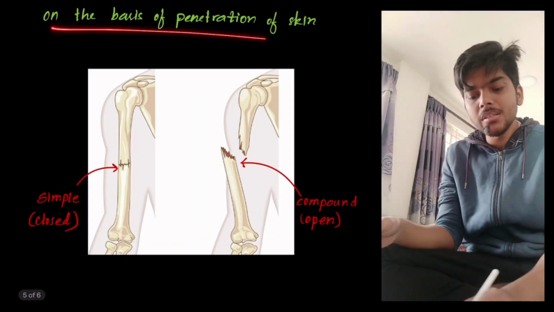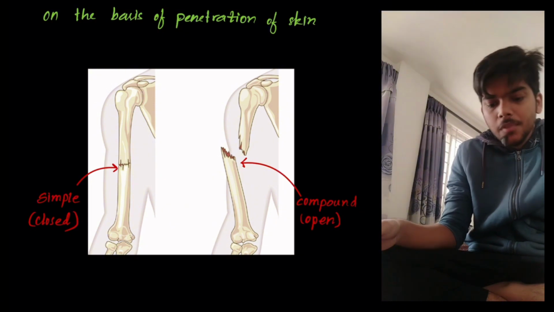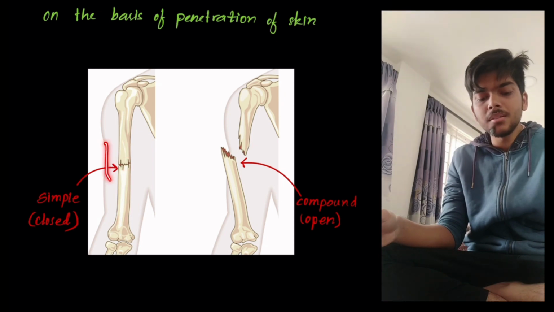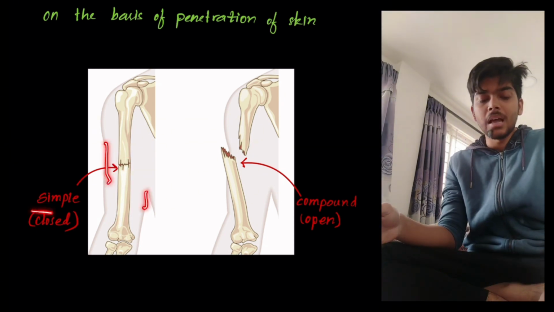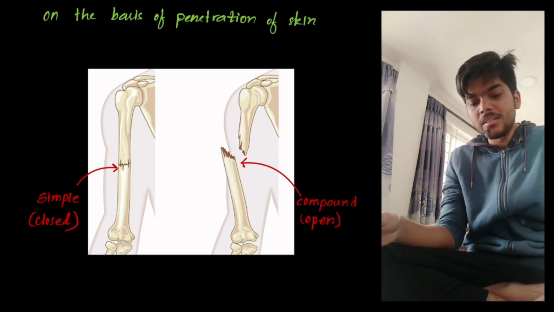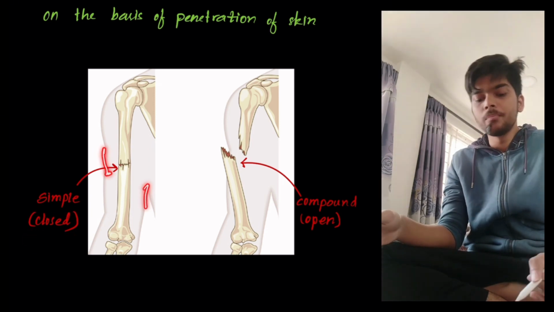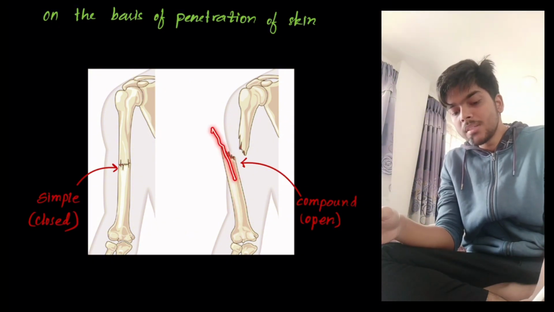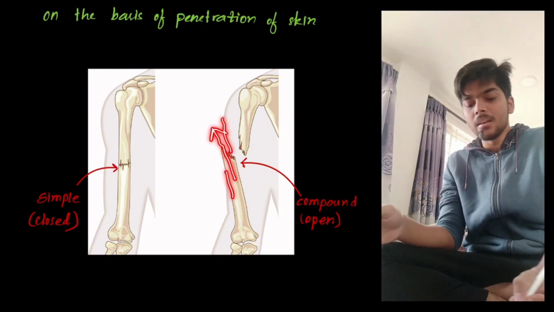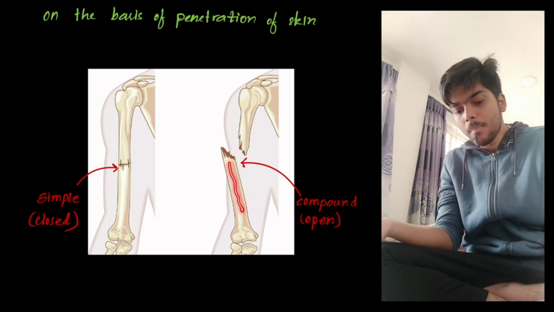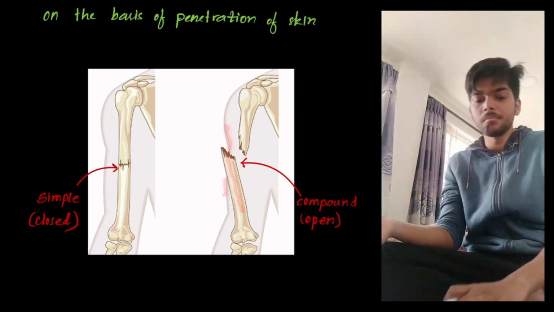Next is on the basis of penetration of skin. If the fractured part does not penetrate through the skin and the skin around the fractured part remains intact, then that's your simple or closed fracture. Closed because the fracture is closed within the body wall. But if the fractured part penetrates through the skin, tearing the skin, then that's your compound or open fracture because the fragmented part opens the skin.